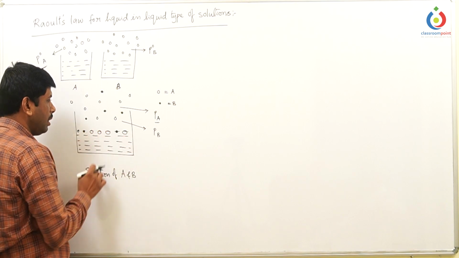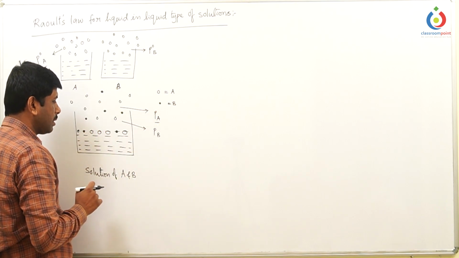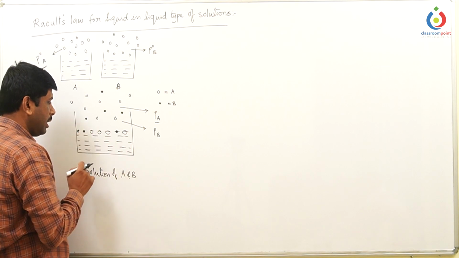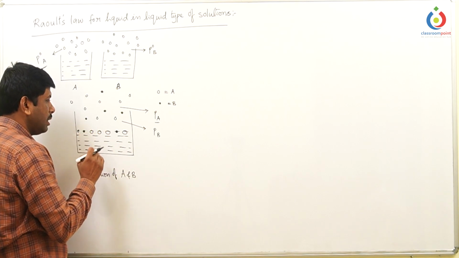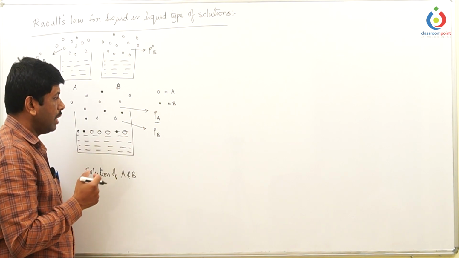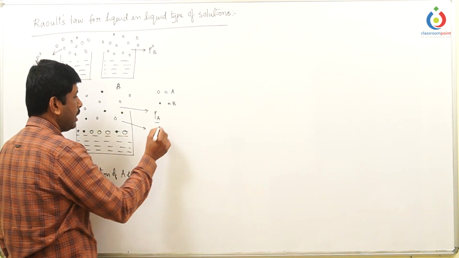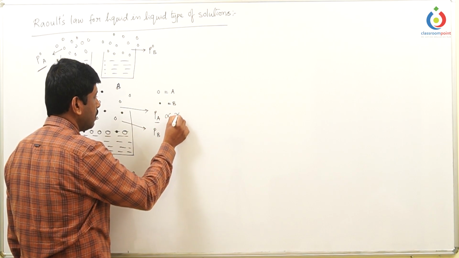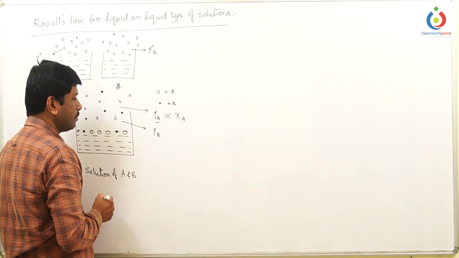The more A molecules there are, the more the partial pressure of A will be. So the more A molecules are present, in the sense of more mole fraction of A, we can say that the partial pressure of A is directly proportional to the mole fraction of A.